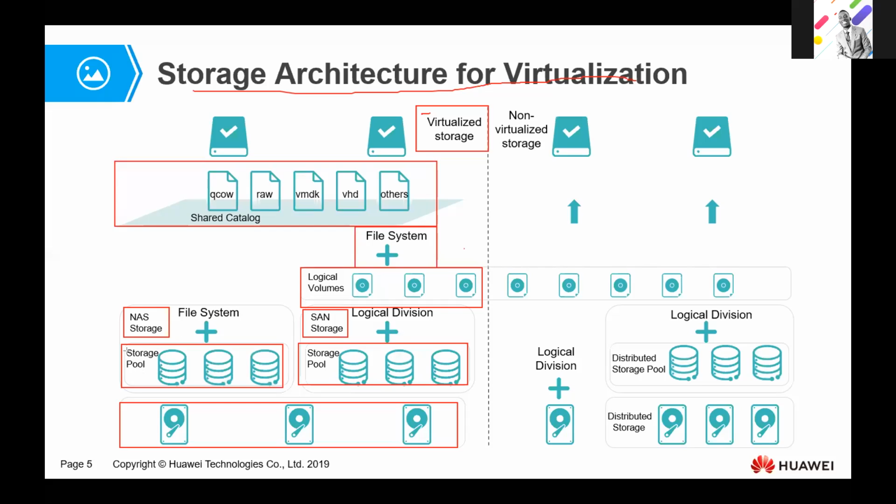And if you're using NAS, the network attached storage, we already have a file system attached to it, and we shall automatically have our shared catalog here, which the virtual machines will be accessing and using as their storage devices. And we are seeing different types here. We are seeing raw, VMDK, VHD, and other types of resources.